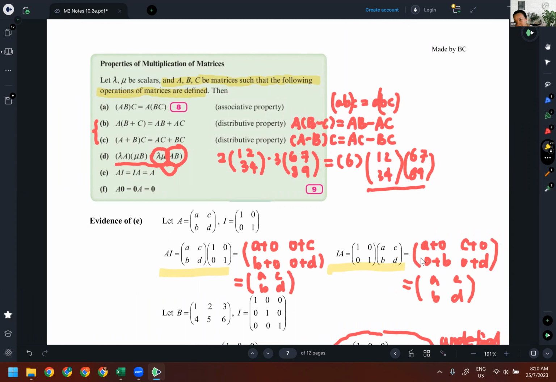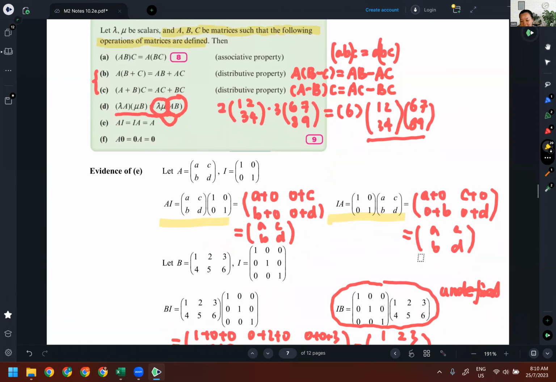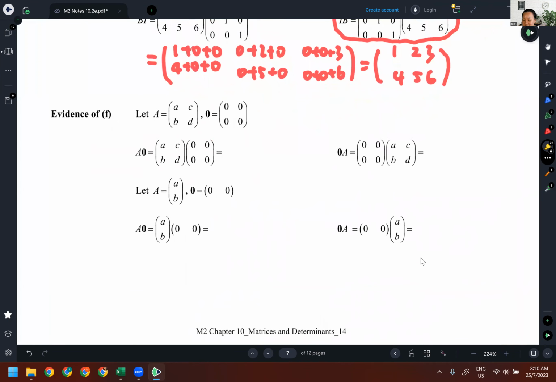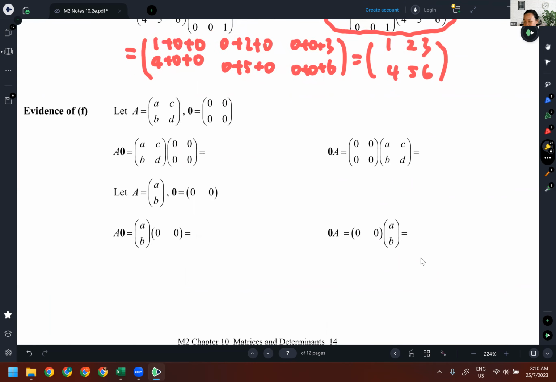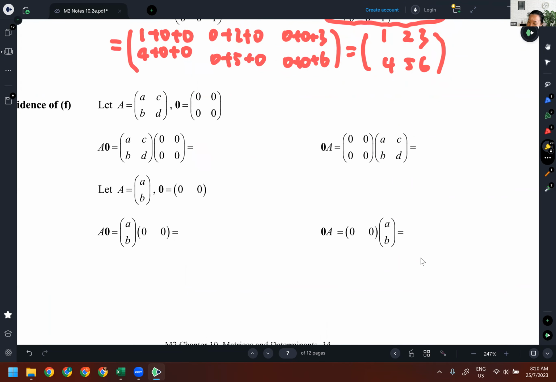So in the future, when you have anything times an identity matrix, that's equal to that matrix. Last one: A0 and 0A. Evidence: 0 is the dark 0. I'll use the 2 by 2, for example. So A0, the calculation can be very quick. So that's 0, 0, 0, 0. Right? If you put it in front, it's still the same.